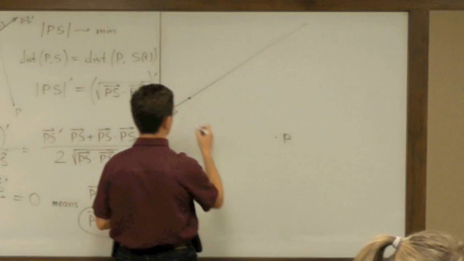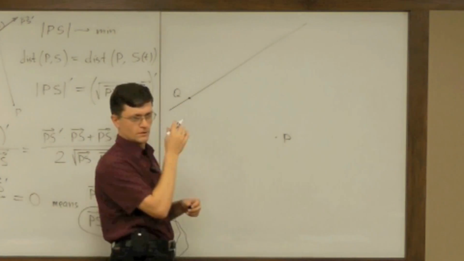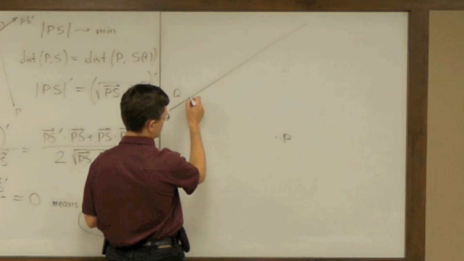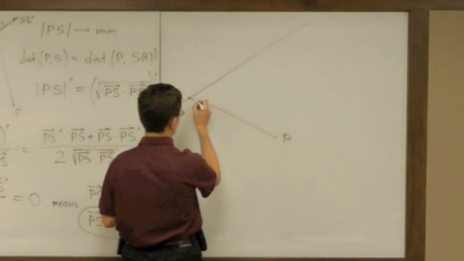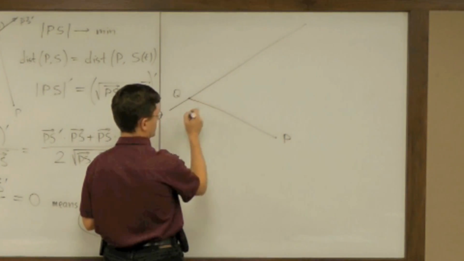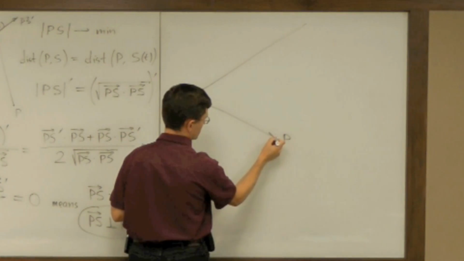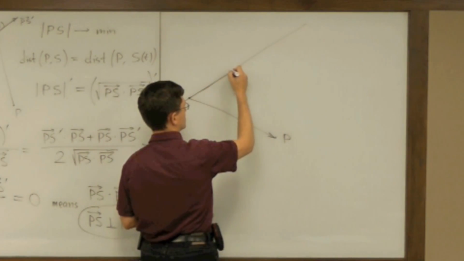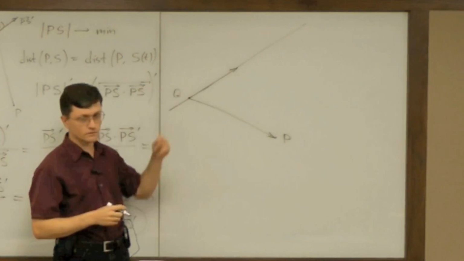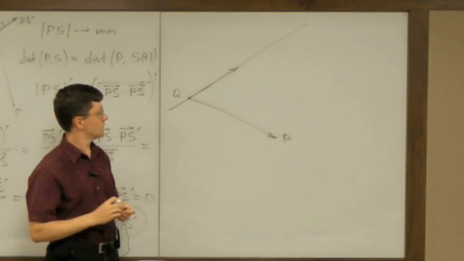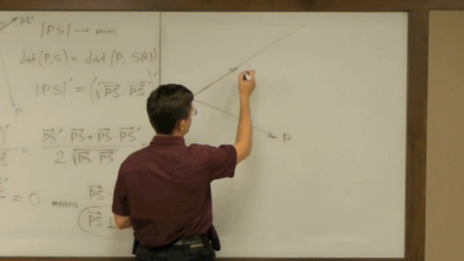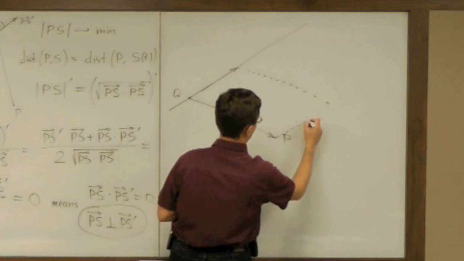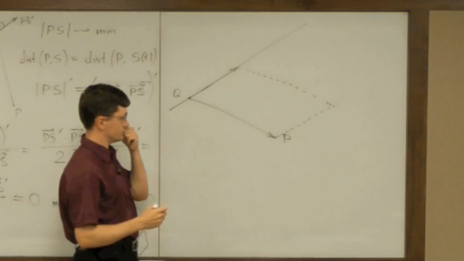So I will take my point P, I will pick a point Q on the line, and I will make a couple of vectors. One vector, let's say from Q to P. And another vector is based at Q but follows the line. And then you can imagine that parallelogram.